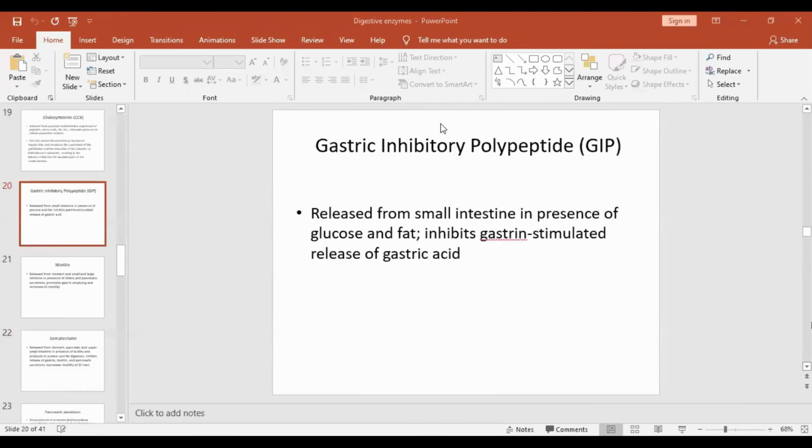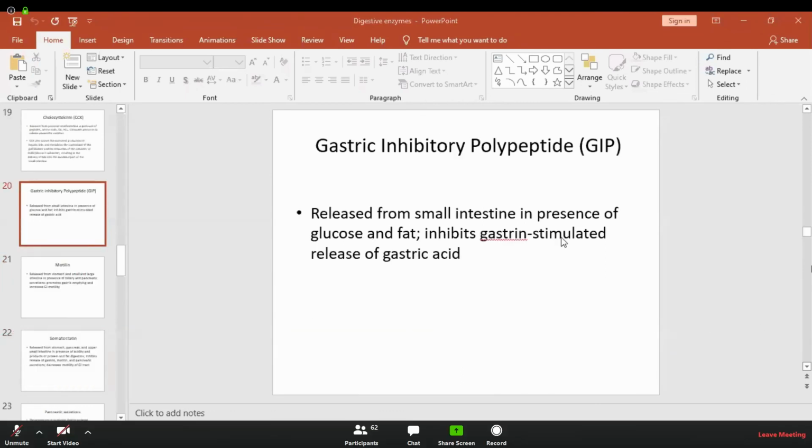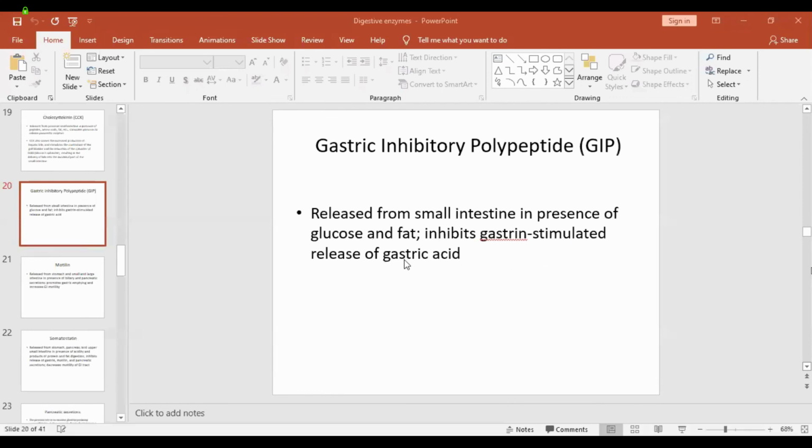GIP, gastric inhibitory polypeptide, generally inhibits gastric acid secretion, the stimulated release of gastric acid.